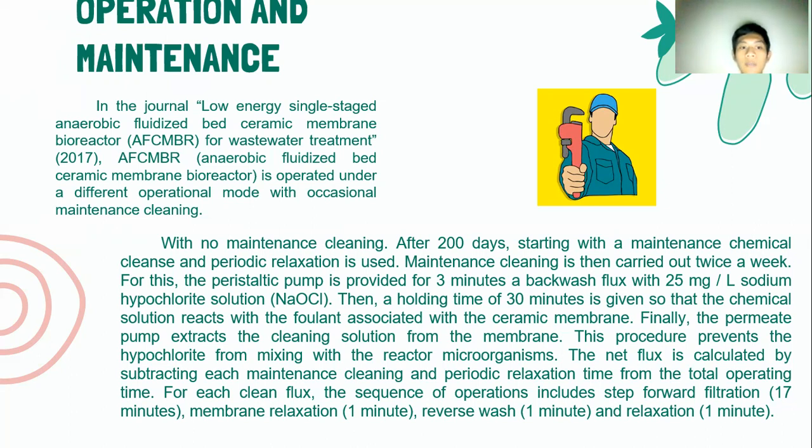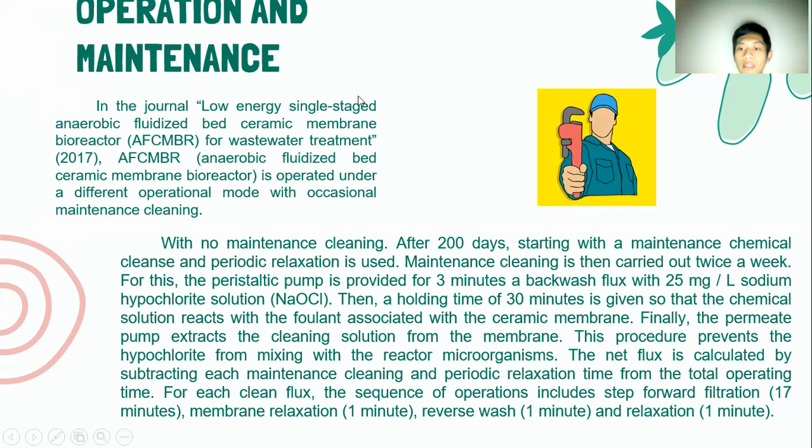For this, the peristaltic pump is provided for 3 minutes a backwash plug with 25 mg per liter sodium hypochlorite solution. Then a holding time of 30 minutes is given so that the chemical solution reacts with the foulants associated with the ceramic membrane. Finally, the permeate pump extracts the cleaning solution from the membrane. This procedure prevents the hypochlorite from mixing with the reactor microorganisms.